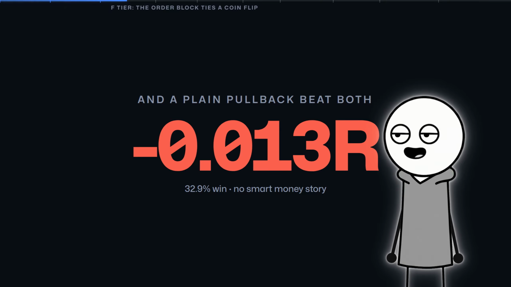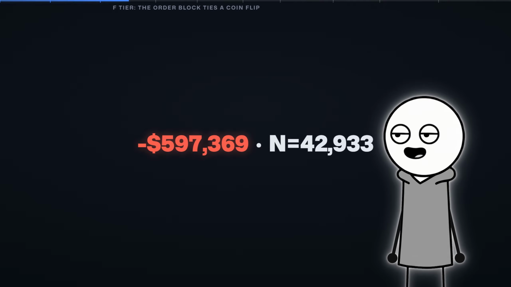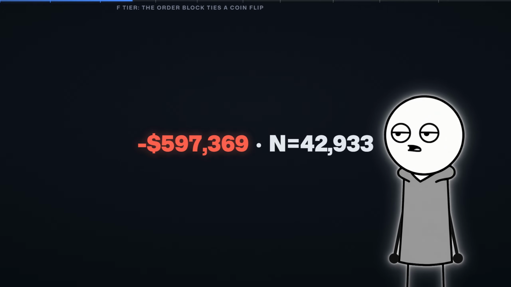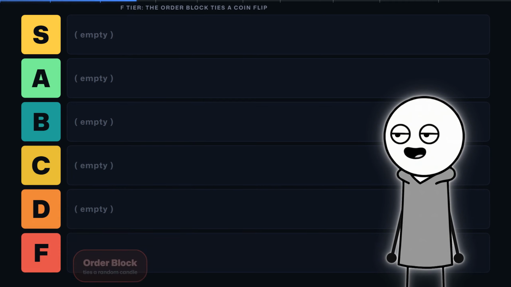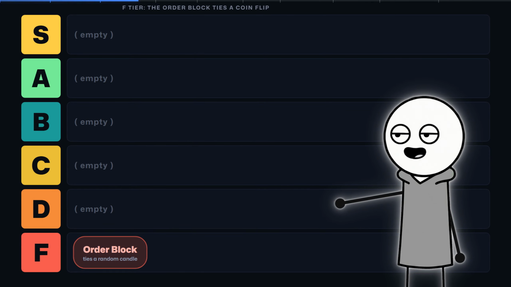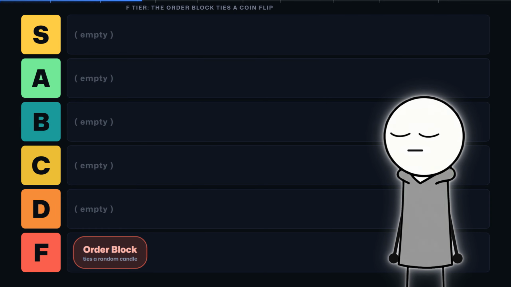Now here's the part that should end the debate. We ran the identical test on a candle we picked completely at random. Same stop, same target, same everything. Just a random candle instead of the order block. The random candle scored minus 2.9 cents. They are the same. The order block does not beat a coin flip.